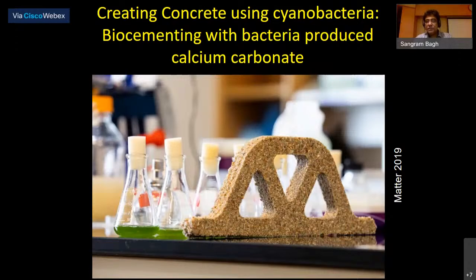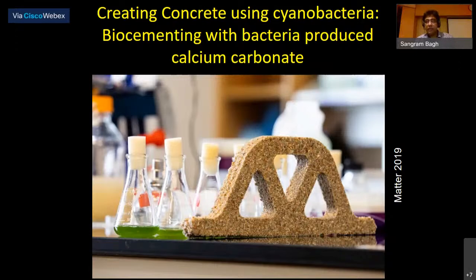You give some materials like sand, and you mix in this bacteria, put it in a mold and keep it outside for some time, and then this bacteria produces calcium carbonate and actually stitches those sand particles together through the calcium carbonate, and this way you can make the concrete. That was published about 1.5 years back. So this way you can actually make the concrete.